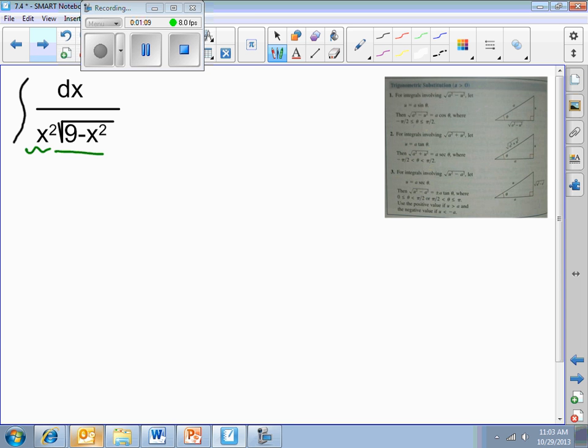So we can use this technique, and it ends up going to be this part of it, because this is a constant squared, 9 is the constant, minus a function squared, and the function's just x. So I'm going to take that function, x, and set it equal to a sine theta, where a in this case is 3, so 3 sine theta. So that's how I make my decision about what to set up.